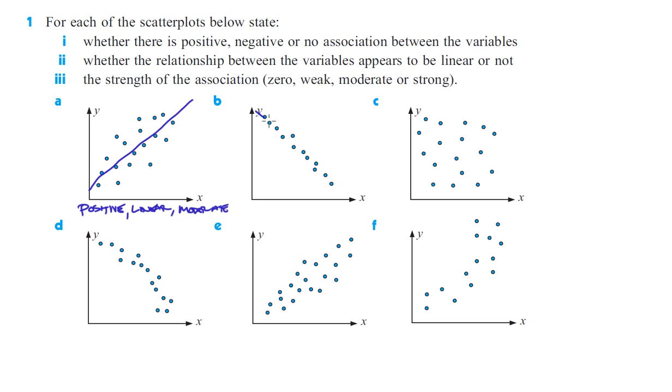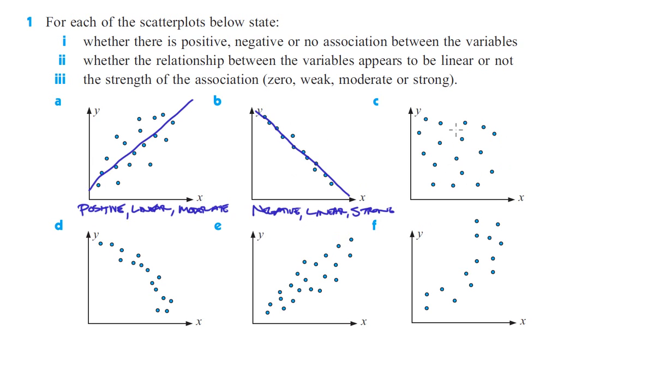This one here makes a much nicer line. Since it's heading down, it would be negative. It is linear because it's not curving at all, so linear. And this is pretty strong because all the dots are pretty close to that line, so we'll go strong.